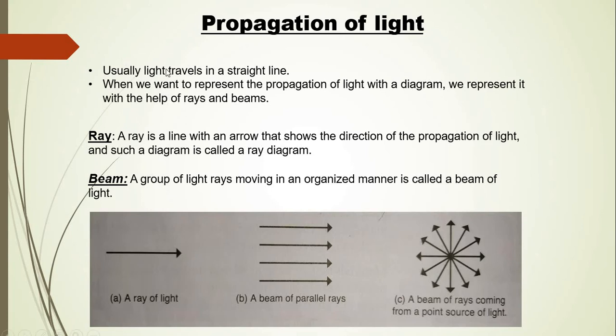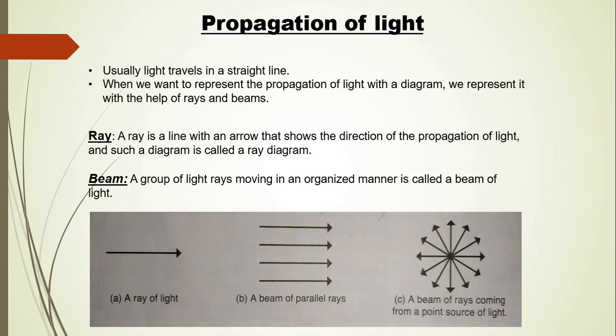When we want to represent the propagation of light with a diagram, we represent it with the help of rays and beams. In physics, when we talk about this chapter, light, shadows and reflection, we have to make some images. When we have to represent light with a diagram, we take the help of rays and beams.